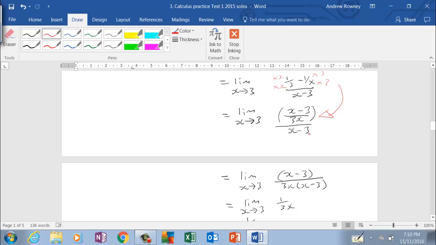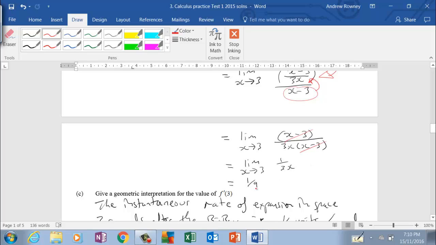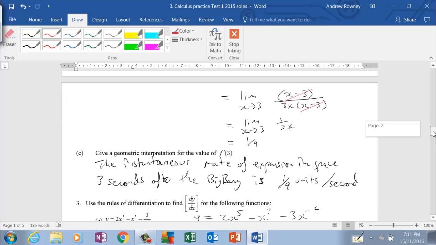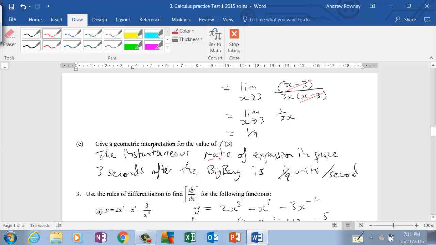When you divide a fraction by a number or something like that, that will go into the denominator, and then these cancel off, so it's 1 on 3x. Put in 3 and you get 1 on 9. So that's the instantaneous slope at that point. Interpret the value of that: it's the instantaneous slope or rate of expansion in space, because it's at t equals 3 seconds after the Big Bang, and so it's 1/9 units per second.